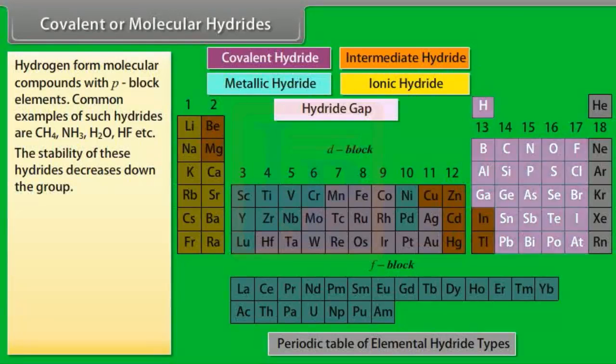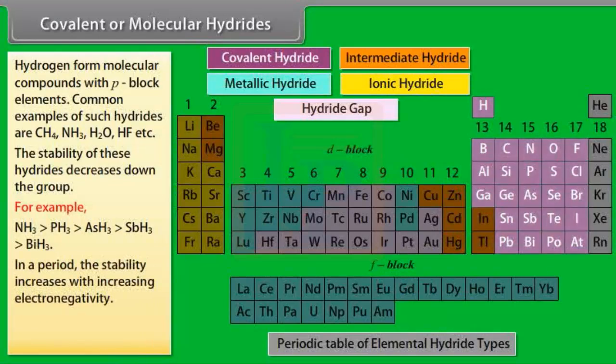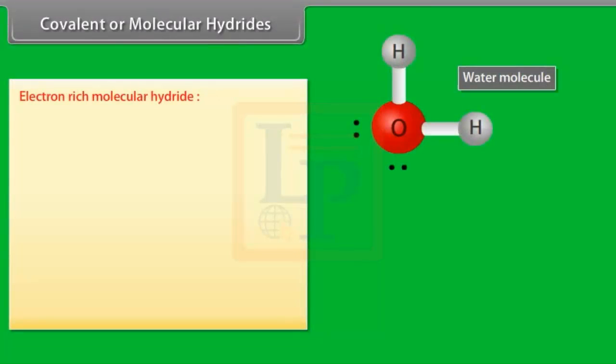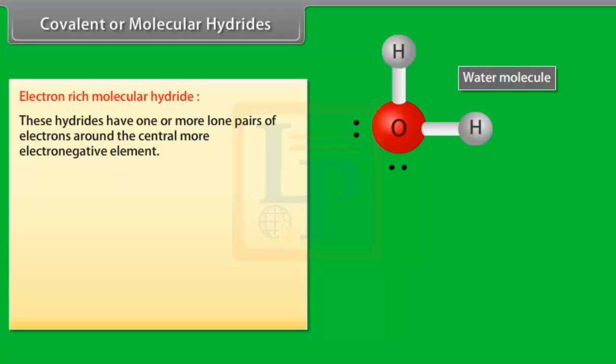The stability of these hydrides decreases down the group. For example, in a period, the stability increases with increasing electronegativity. For example, covalent or molecular hydrides. Molecular hydrides are classified as electron-rich molecular hydrides. These hydrides have one or more lone pairs of electrons around the central more electronegative element. For example, water has 2 lone pairs.